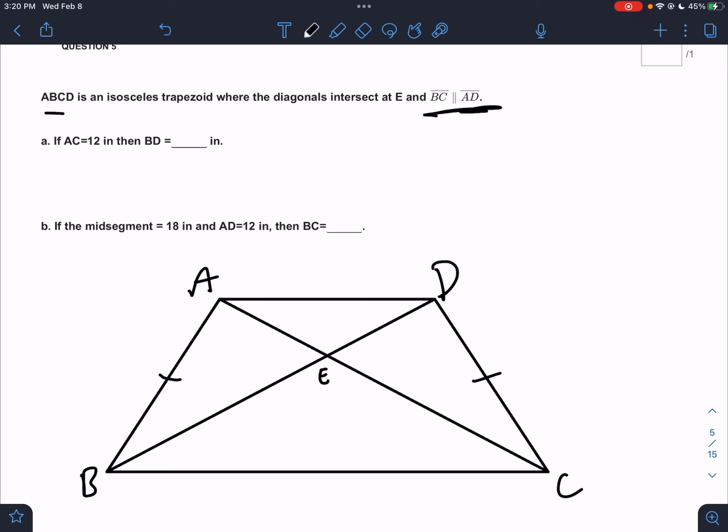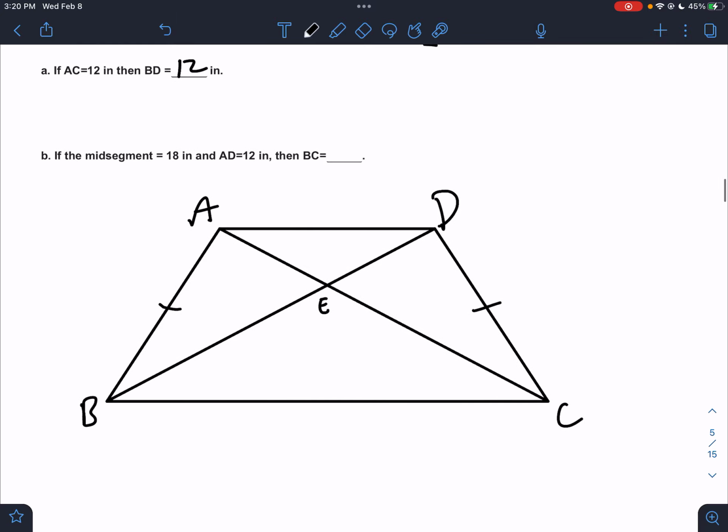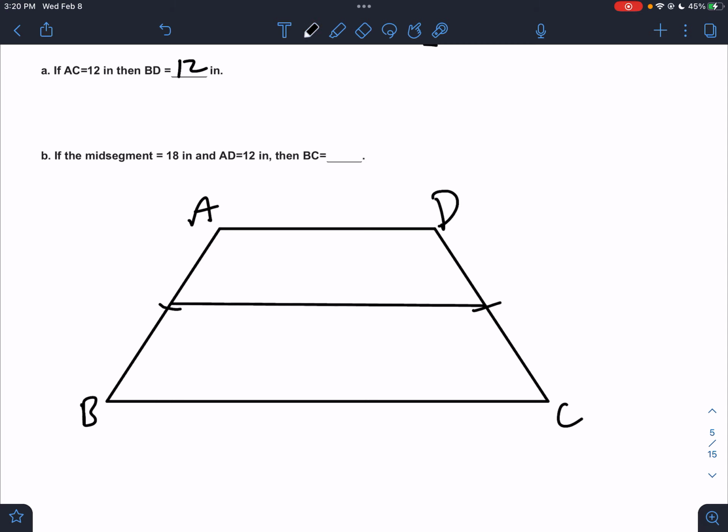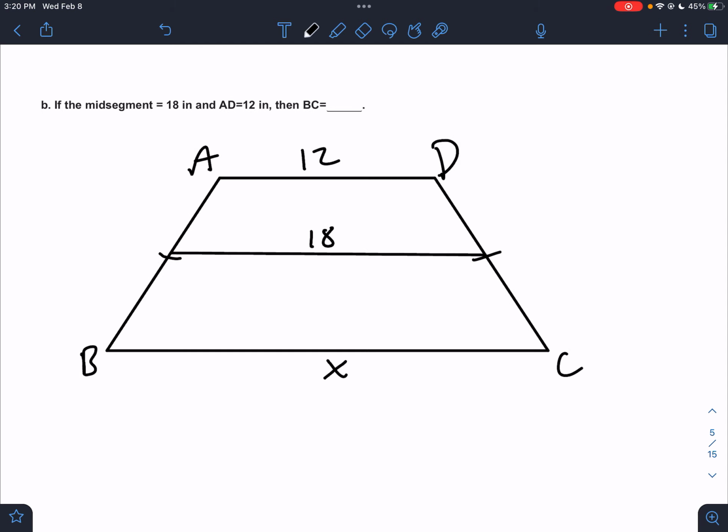Well, those are the diagonals. We know the diagonals are the same size, so they're both going to be 12. If the mid segment is 18 and AD equals 12, I'm going to get this out of my way. The mid segment would go here, and they're telling us that the mid segment is 18 and AD is 12. Find BC. I'm going to call it X.